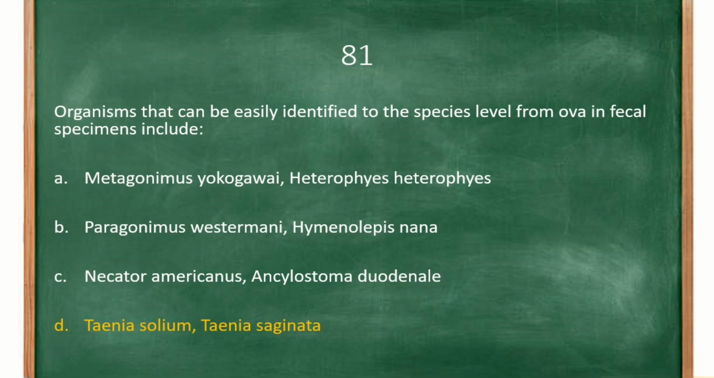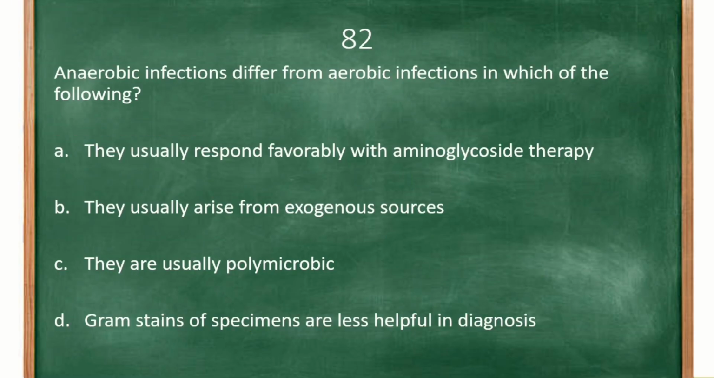If you look at option C, Necator americanus and Ancylostoma duodenale, they have similar eggs, and it's very challenging to differentiate them in fecal specimen. Okay, so the answer here is Taenia solium and Taenia saginata.